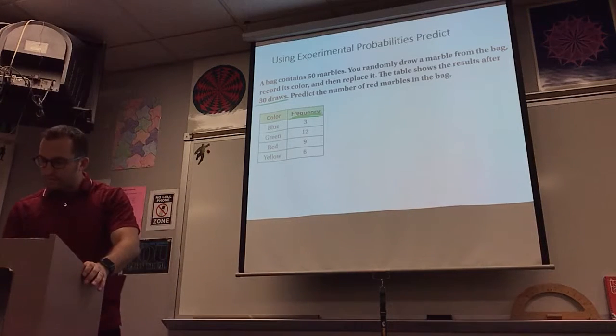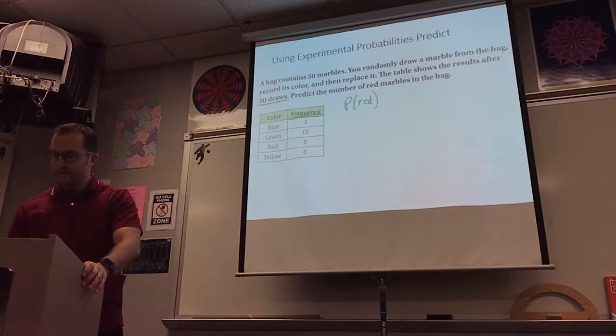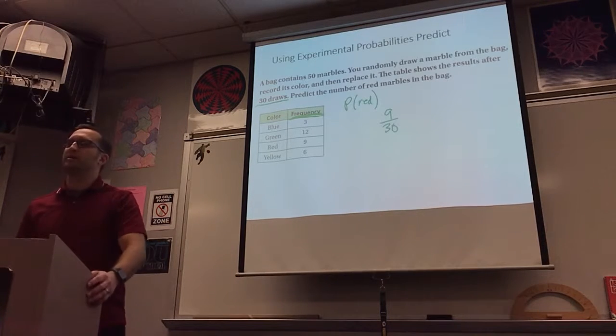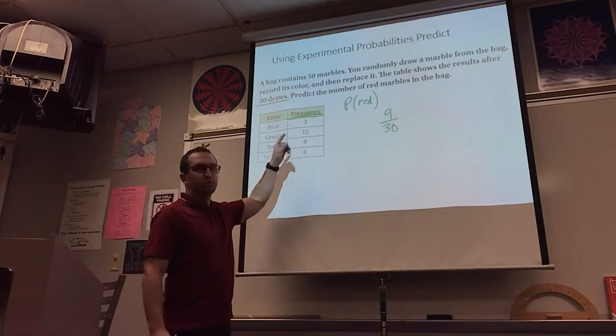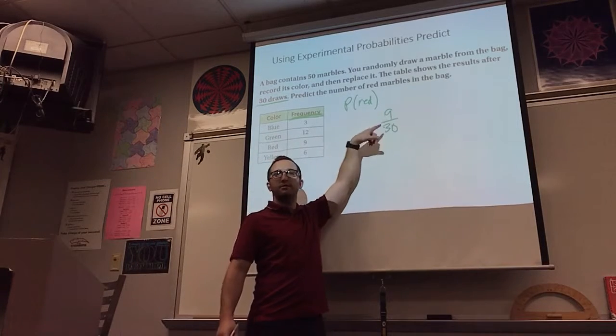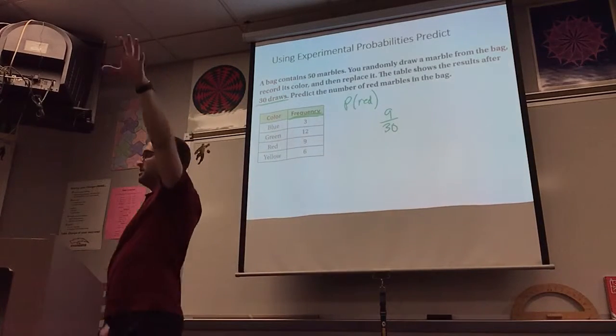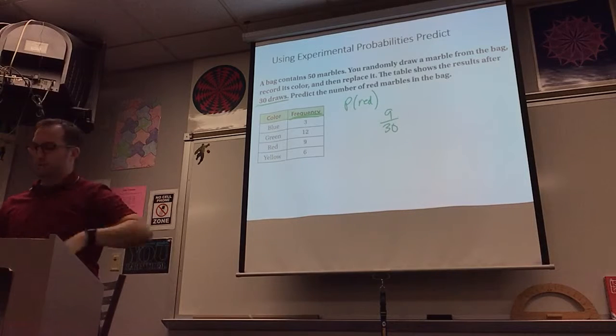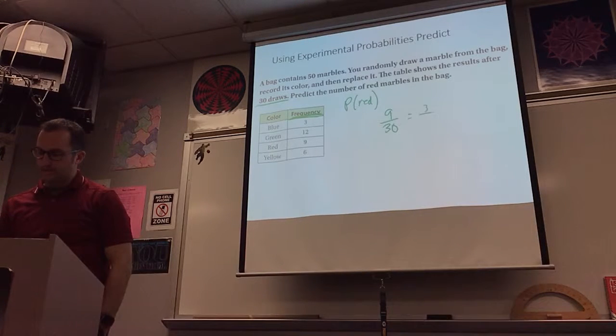So the probability of getting a red is 9 over 30. Why? Because we drew the red 9 times out of the 30 possibilities, right? Out of the 30 trials. That simplifies to 3 over 10.